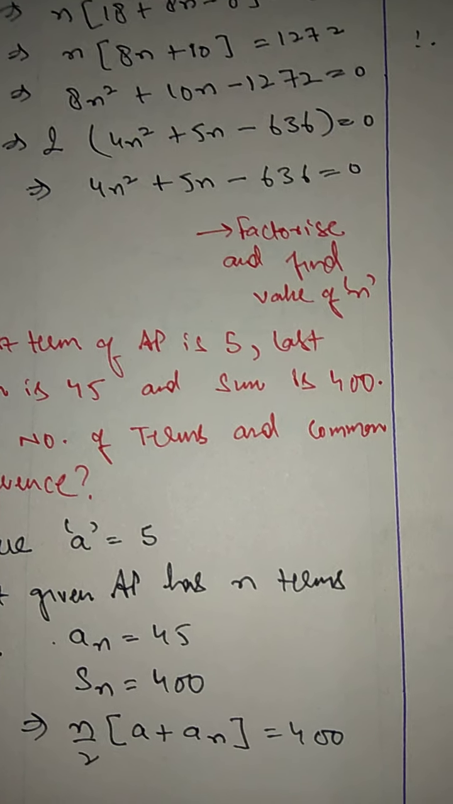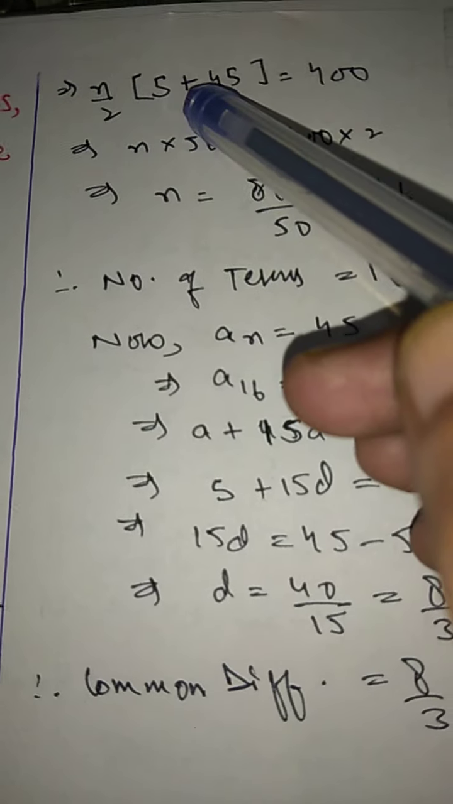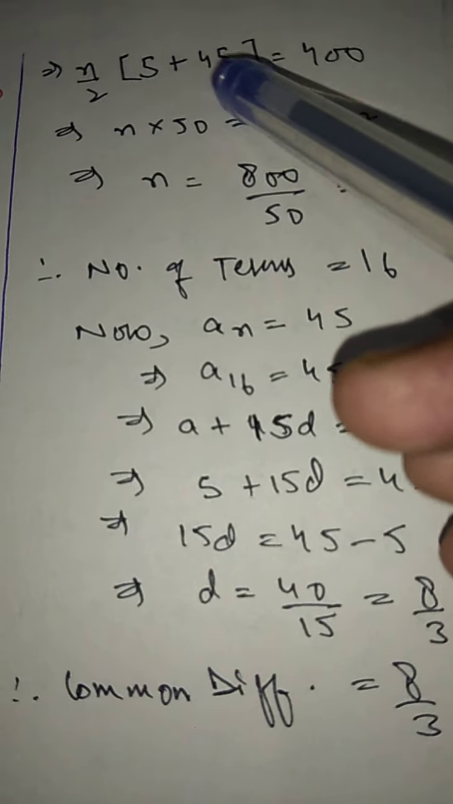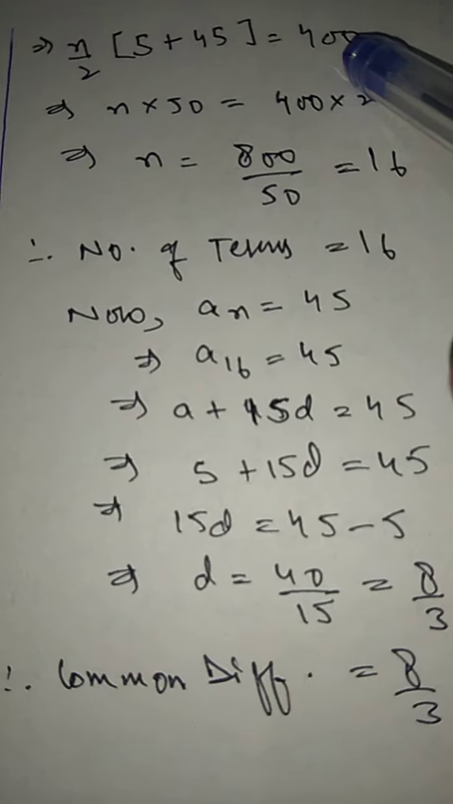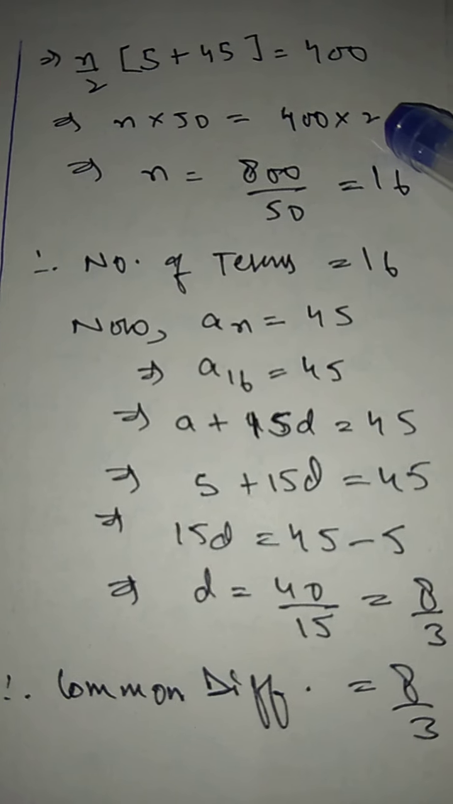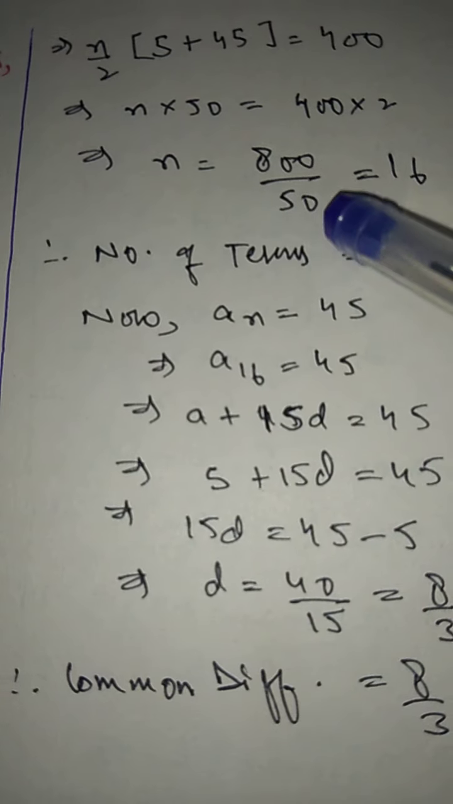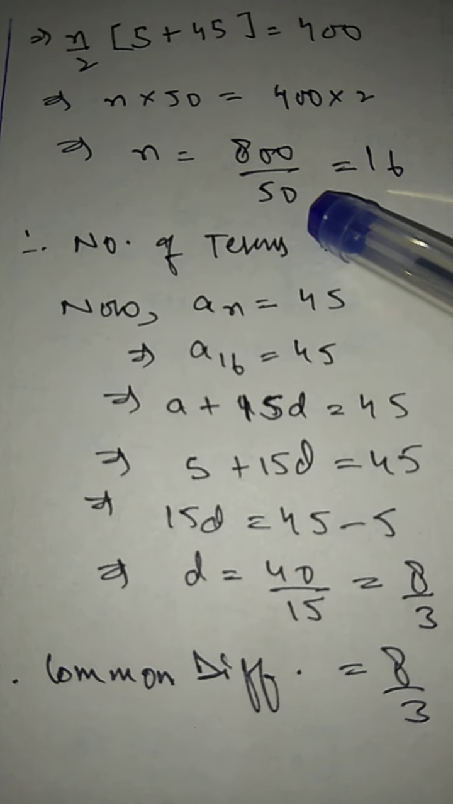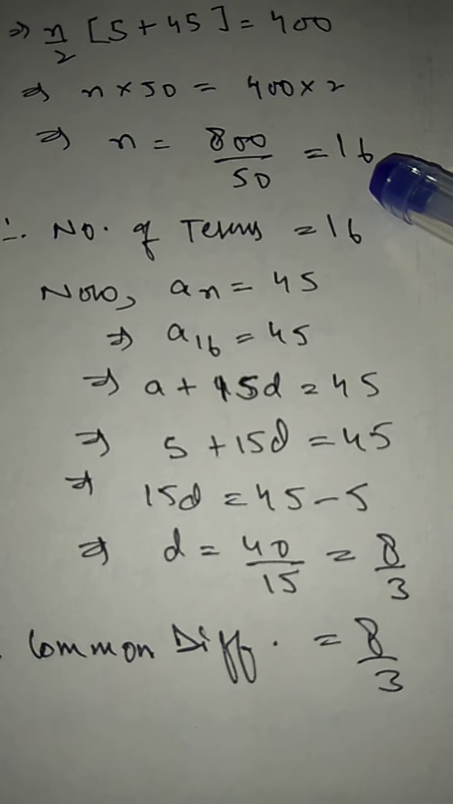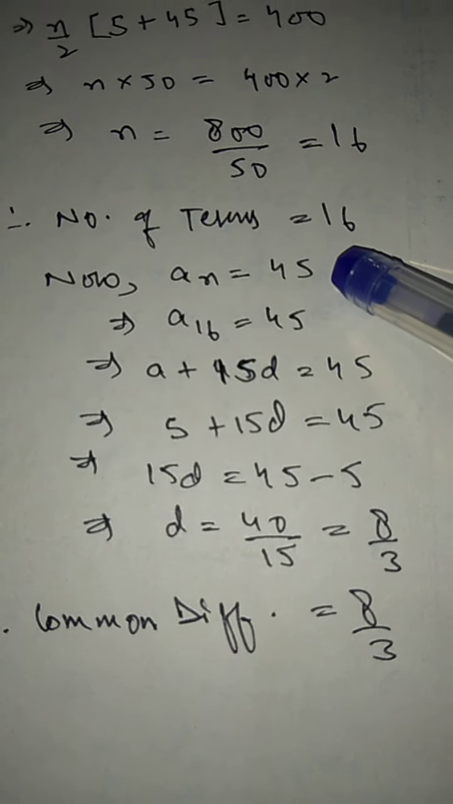By using the formula n/2 (a + an) = 400, and using the values of a and an, we get the equation n/2 (5 + 45) = 400. We multiply 400 by 2, it becomes 800. 50 is transposed to the RHS, it becomes 800 upon 50, so n is equal to 16. So the number of terms is 16.